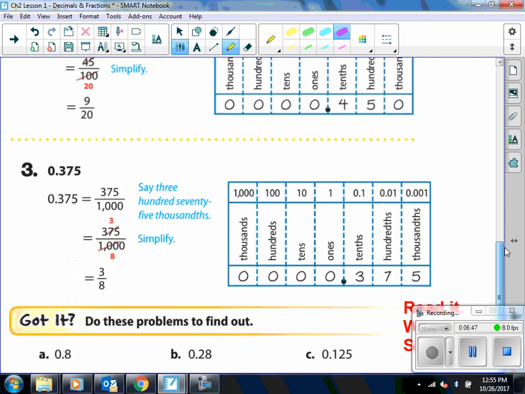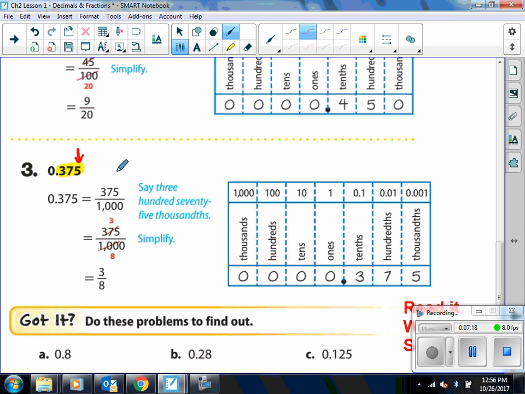Now, when you read your decimals, you just read the number. You're going to read the number just as it is. So that says 375, correct? You're going to read 375, and then you're going to say the place value of the last number. Okay? So this is 375. This is tenths, hundredths, and thousandths. So this is 375 thousandths.